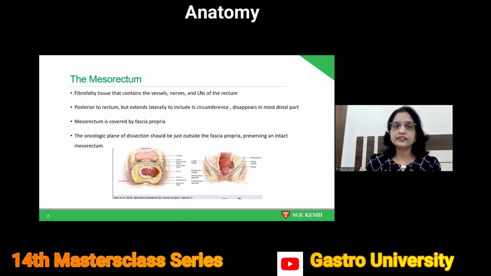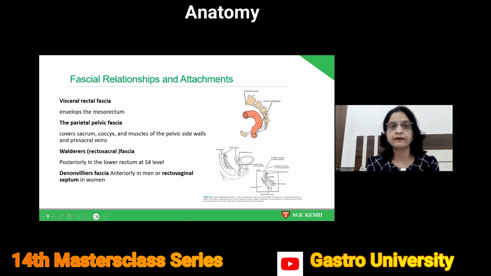The mesorectum is covered by the fascia propria of the rectum, or the visceral fascia, what we can also call it as. Importance of the mesorectum is that the oncological plane of dissection while doing surgery for rectal cancer should lie outside the fascia propria, preserving intact mesorectum. Means we have to resect the rectum and mesorectum as an intact unit, with the plane of dissection being outside the mesorectal fascia, the fascia propria.